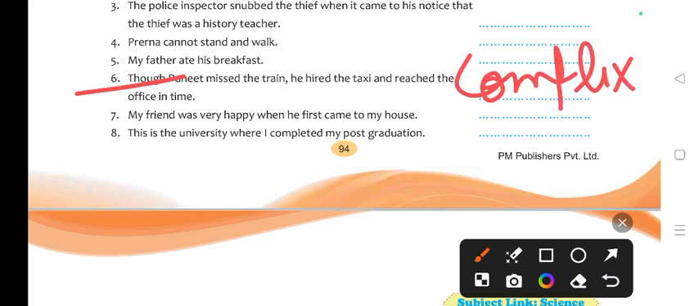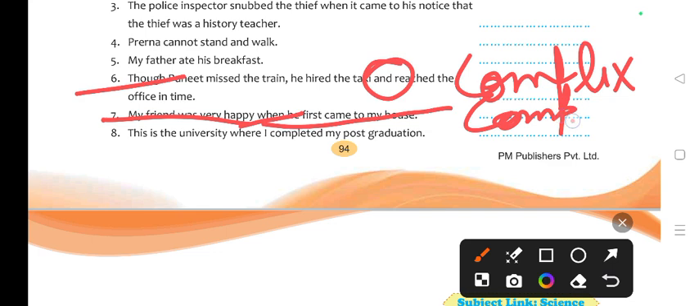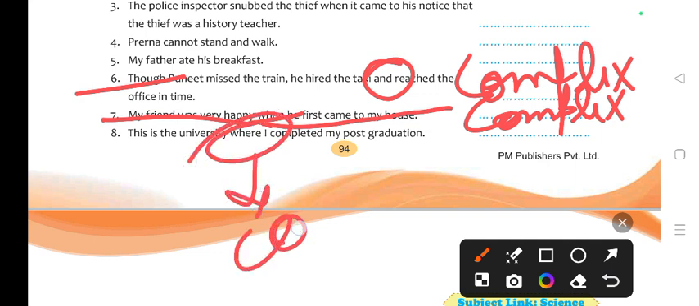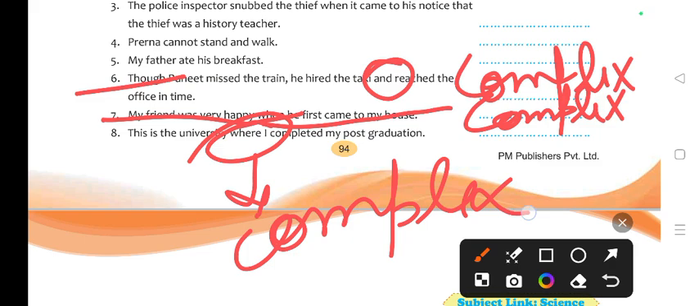और ये complex क्या है? ये complex compound है. ठीक है, and reach the office on time क्योंकि यहाँ पे and भी लग रहा है. ठीक है. Now the next, my friend was very happy when he first came to my house. So here one is independent clause and the second one is dependent clause. This is an example of complex. Now this is the university where I completed my post graduation, where is working as a relative pronoun. So this is an example of complex sentence.